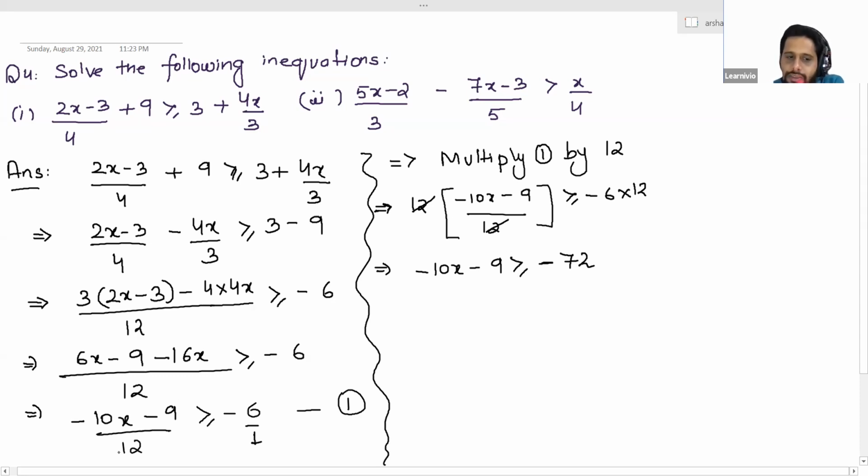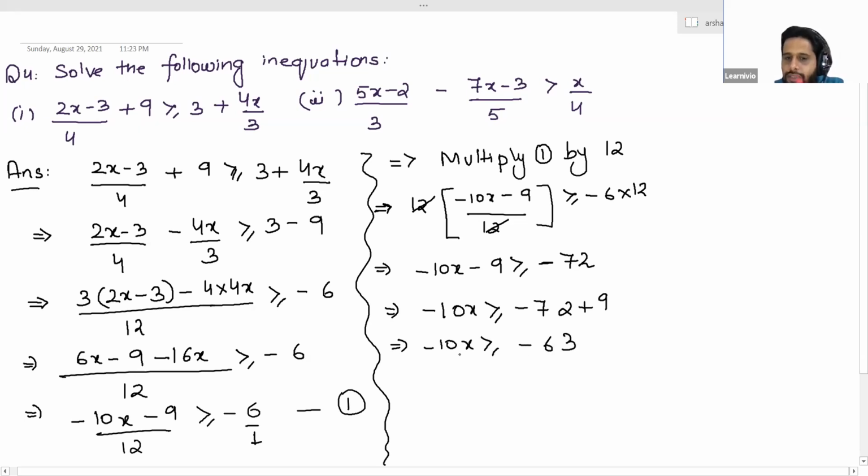Because in case there is a negative number, if you directly shift this without changing the sign, it will change your answer. So please don't directly shift this, multiply with that number. If this is 12, you need to remove this, multiply with 12. Now, this is minus 10x. This minus 9 can be shifted to the right side. So we'll get minus 72 plus 9. Minus 10x is greater than equal to, this will give you 63.